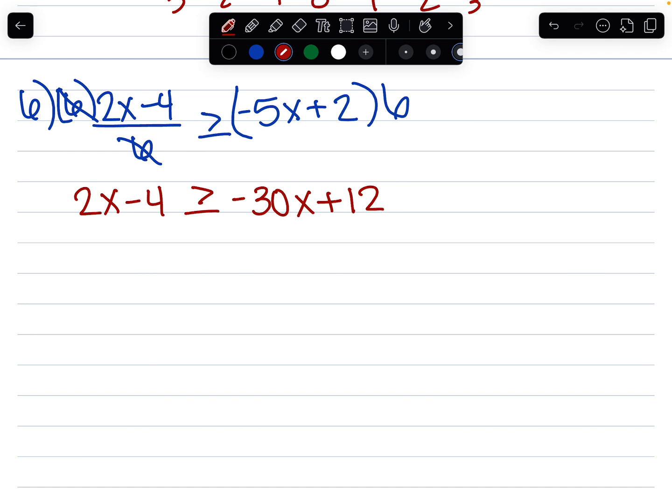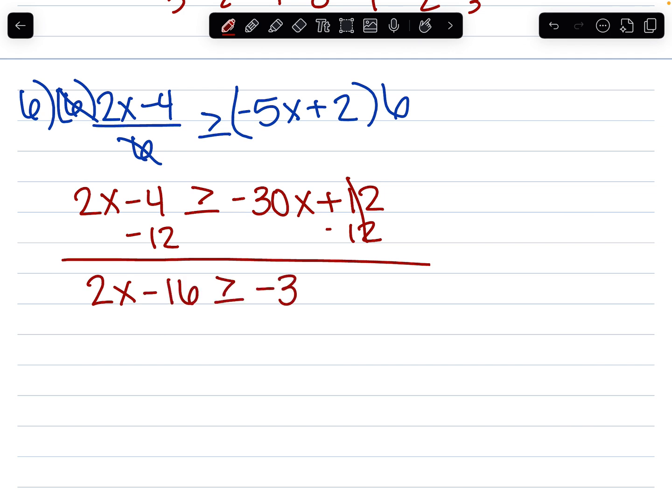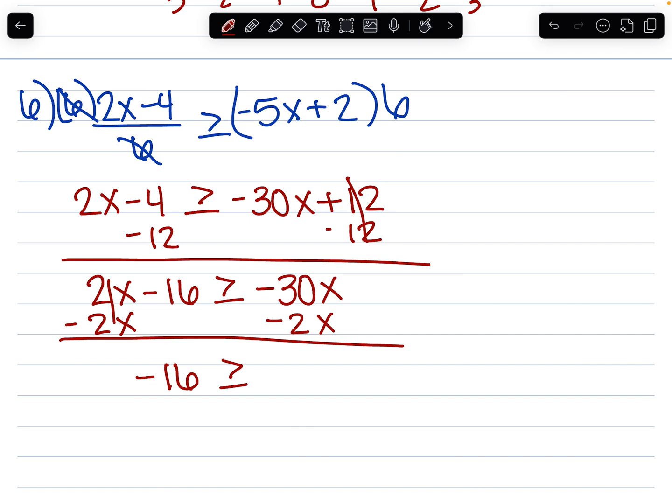Can you tell me what I would do next? Subtract 12. So we get 2x minus 16 is greater than or equal to negative 30x. What's my next step? Subtract 2x. Good. Okay, so I have negative 16 is greater than or equal to negative 32x.